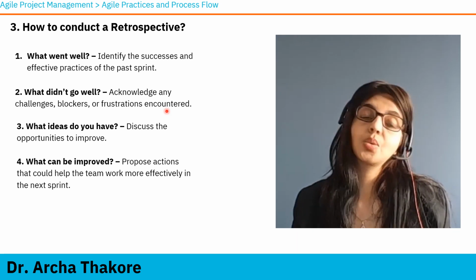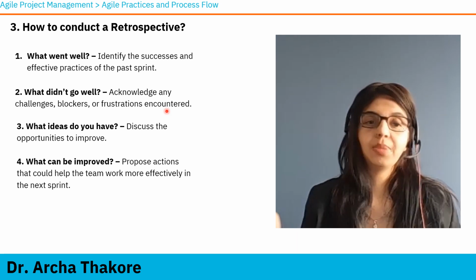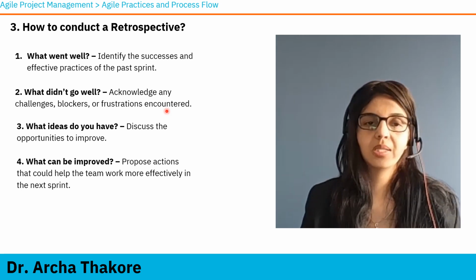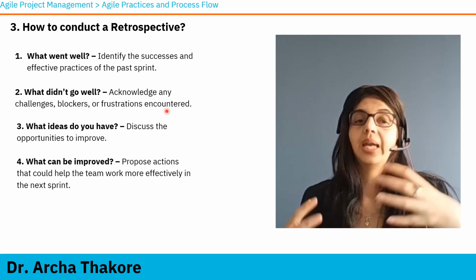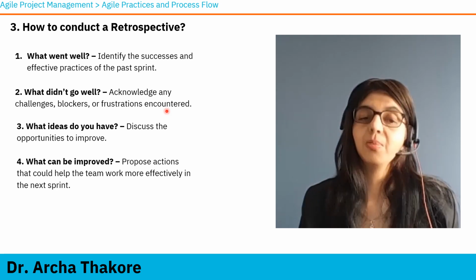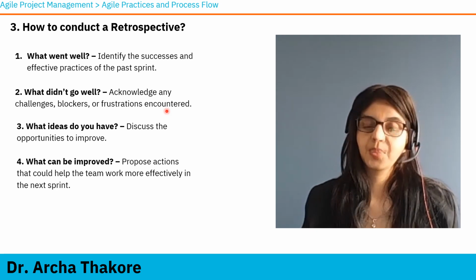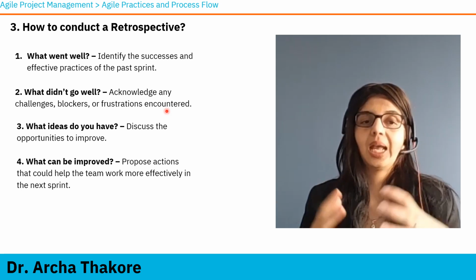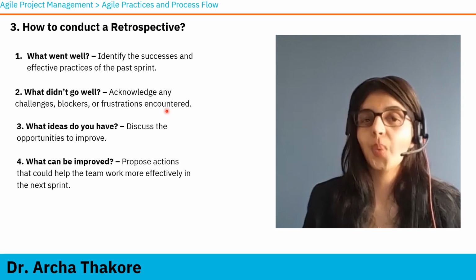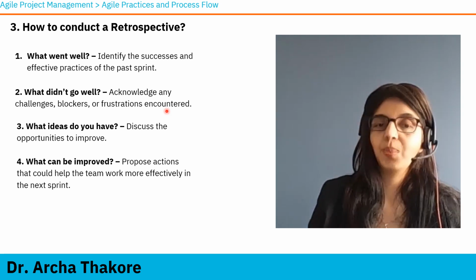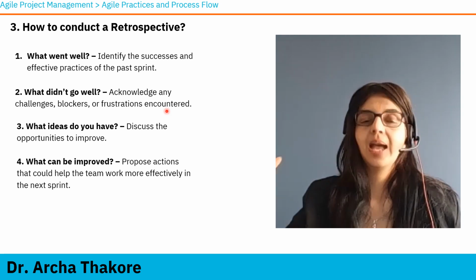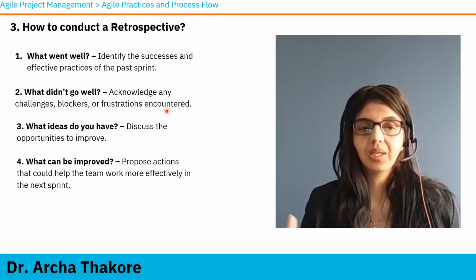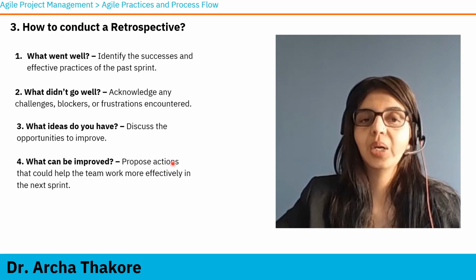Then what ideas do we have? Then we brainstorm with the team on how we can deal with this negative feedback or how we can deal with these blockers. And then last and the most important part, what can be improved? What are the action items? Because if this discussion is not resulting in any action items, then there is no point doing the discussion. So there should be actionable insights as a result of retrospective. So these are the 4 things that we typically ask in a retrospective.